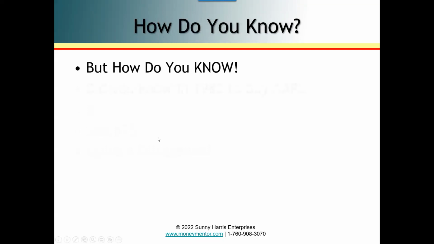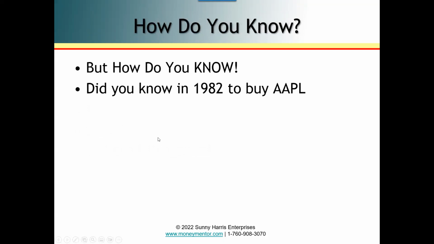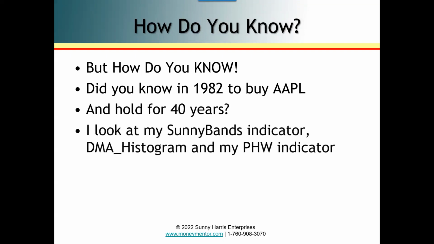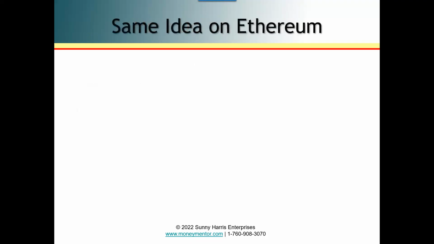So how do you know when to get long and short? Did you know in 1982 to buy Apple and hold it for 40 years? I look at my SunnyBands indicator and the histogram and my PHW indicators, and that's how I know when to go long and short. They're the entire basis of my trading.